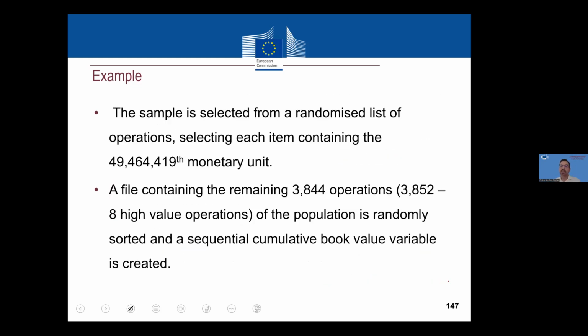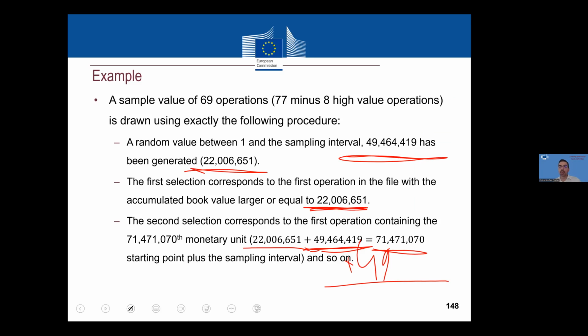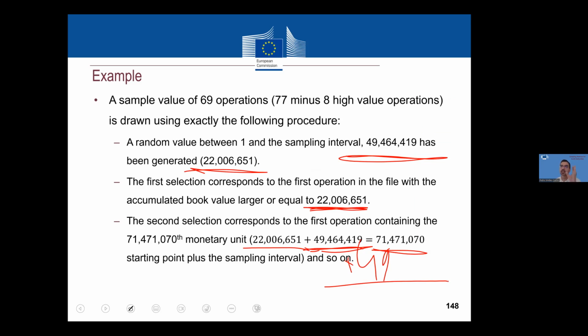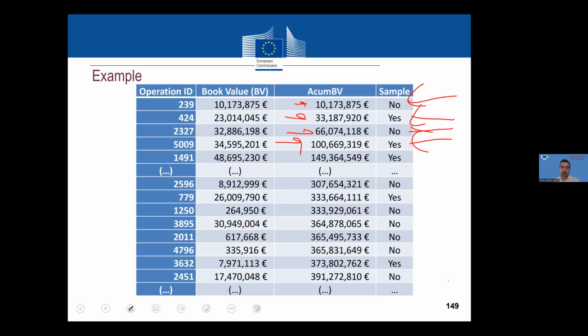But selecting an MUS sample is as simple as doing this in Excel. We don't even need any specific software to do so. So after this process, I have selected a sample of 77 operations: 8 high-value operations that are exhaustively audited, and 69 low-value operations that are audited through sampling.